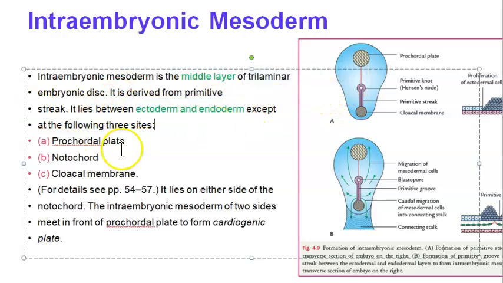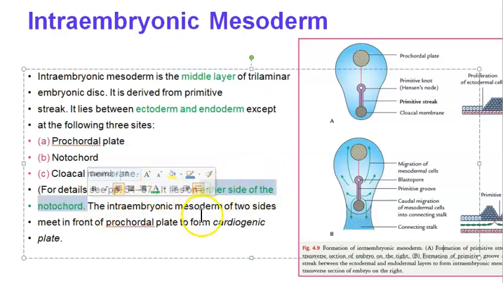That also I understand. Except in the following 3 sites. Then where does it lie? If it is not in the middle of these two, then where does it lie? That is in these 3 sites. That is the prochordal plate, notochord, and cloacal membrane. At these places, it lies on either side of the notochord. So this is what is very special here. It lies on either side of the notochord.